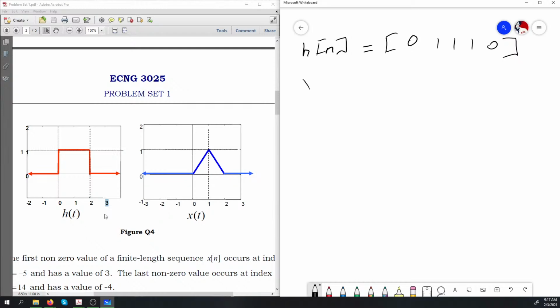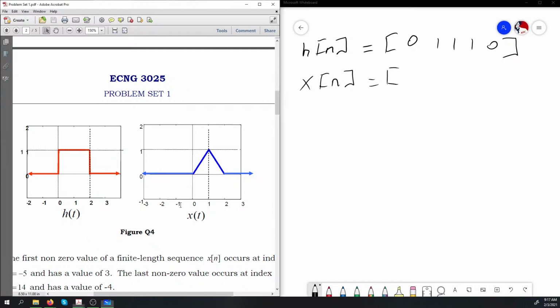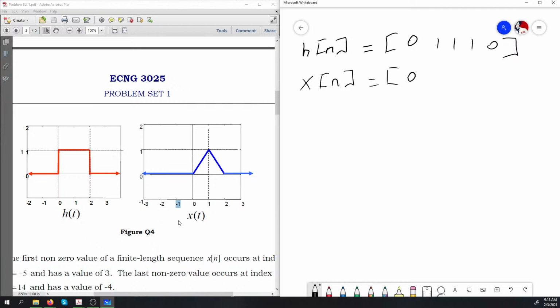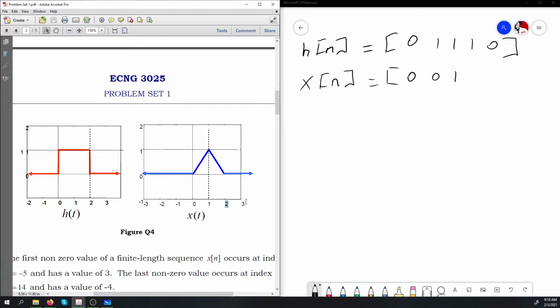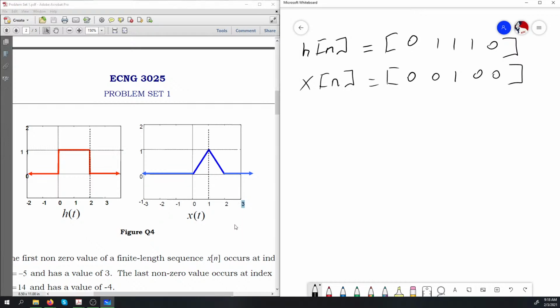And then x of n, we'll also be taking those 5 samples from -1 to +3. So -1 here is 0. 0 here is still 0. 1 here is at a value of 1, so we put 1. And then for 2 and 3 here, that's a value of 0, so we put 0, 0.